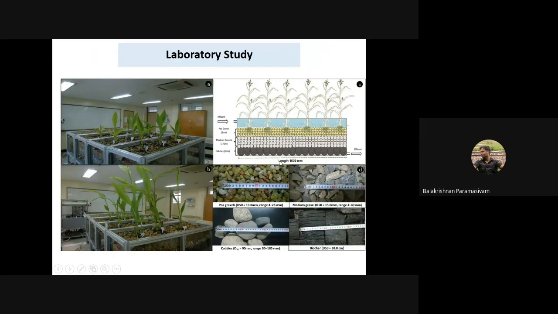So this is a laboratory application, used for laboratory purposes. It's a developed constructed wetland, and they have considered 4 different constructed wetlands. It is filled with P gravel. The D50 is 10 mm, range is 4 to 25 mm, and medium gravel is 4 to 40 mm diameter, and cobbles, which are pebbles, and here we are using biochar.